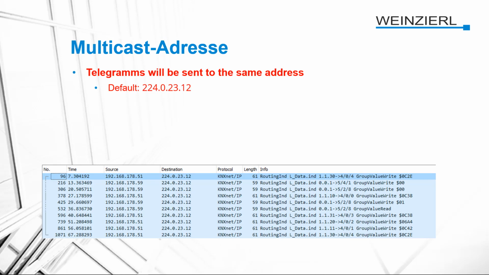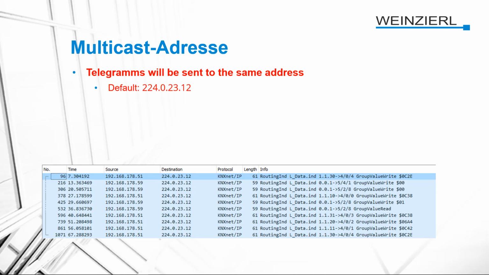Due to the physical structure of KNX, the telegrams are sent to all network devices at the same time in KNX twisted pair. This means that every device receives the same telegram at the same time, no matter which physical address they have. And in order to be able to maintain this functionality in KNX IP, the so-called multicast address is used.